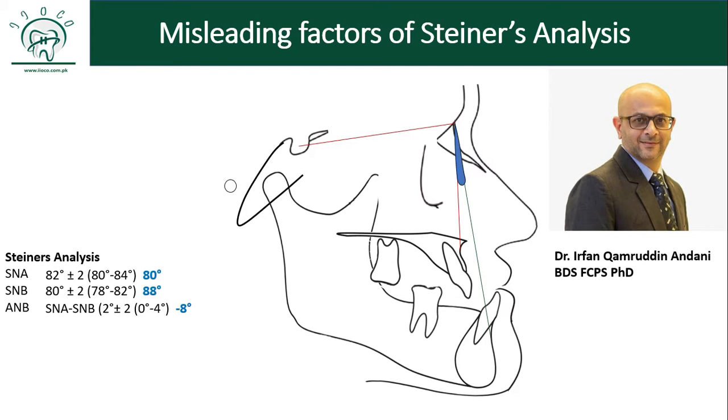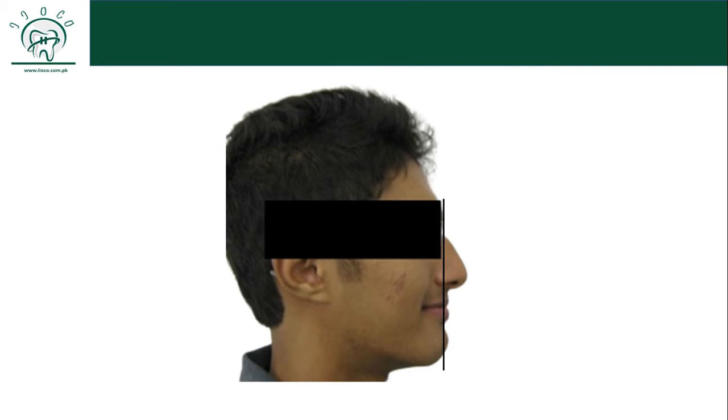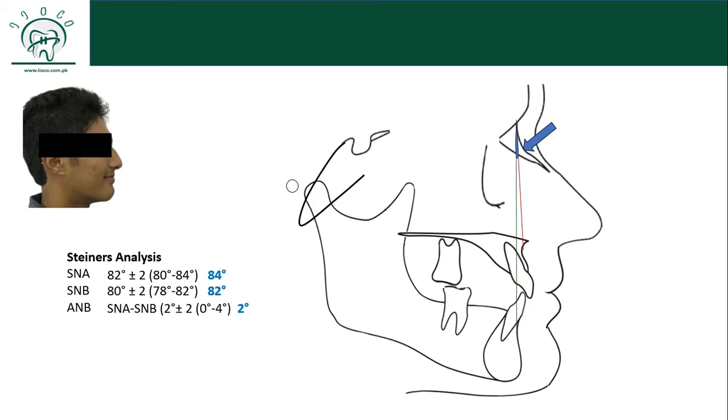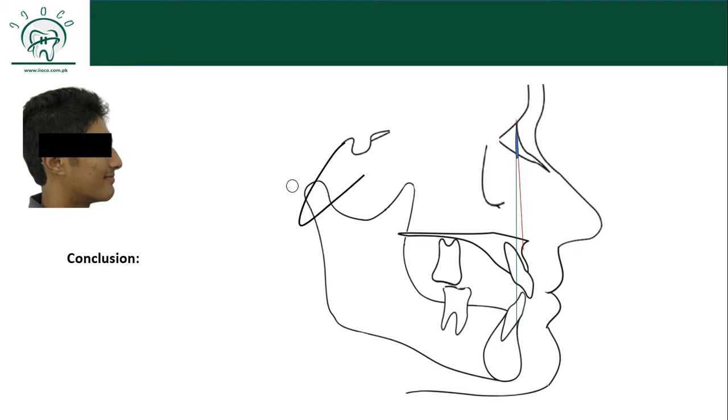So let's begin. This patient, when we examined his profile, has a straight facial profile. When we analyzed this patient with Steiner's analysis, we concluded that he has a skeletal class 1 relationship of the maxilla with the mandible, because his A and B angle was between 0 and 4 degrees. That means his maxilla and mandible are properly aligned in a normal relationship with each other in the sagittal plane.